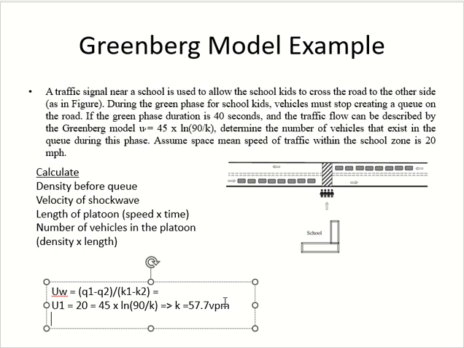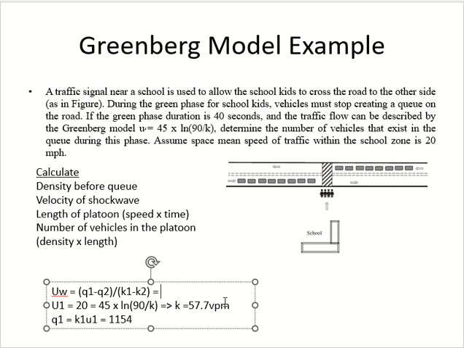So what is the speed of the shock wave now? Can I find out the speed of the shock wave now? Yes. Oh, we need Q1. So what do I do? We have speed and we have density. Q equals U times K. So I need K1 and U1. Do I have both? Okay, so U1 is 20, K1 is this one. So Q1 is how much? 1154.